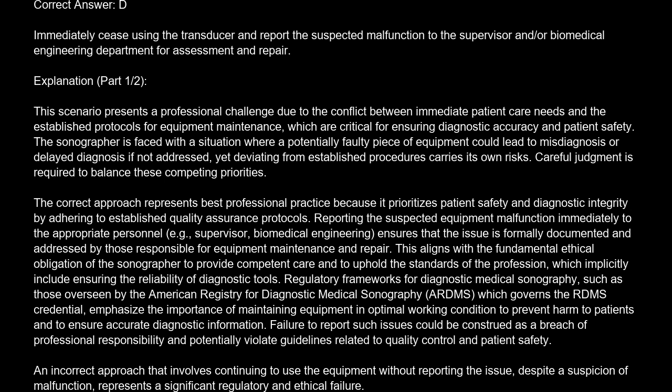Regulatory frameworks for diagnostic medical sonography, such as those overseen by the American Registry for Diagnostic Medical Sonography (RDMS), which governs the RDMS credential, emphasize the importance of maintaining equipment in optimal working condition to prevent harm to patients and to ensure accurate diagnostic information. Failure to report such issues could be construed as a breach of professional responsibility and potentially violate guidelines related to quality control and patient safety.